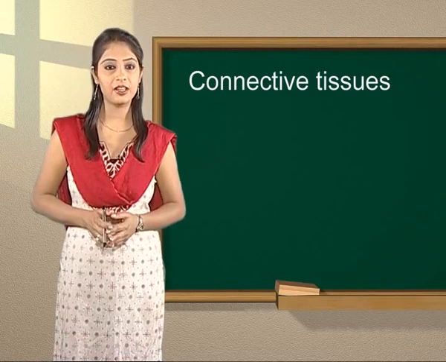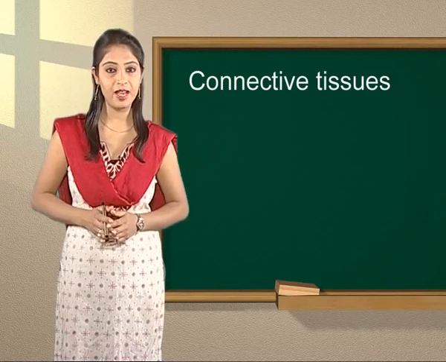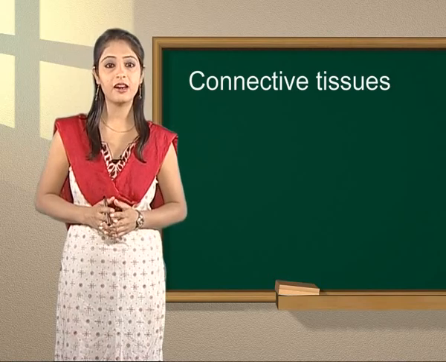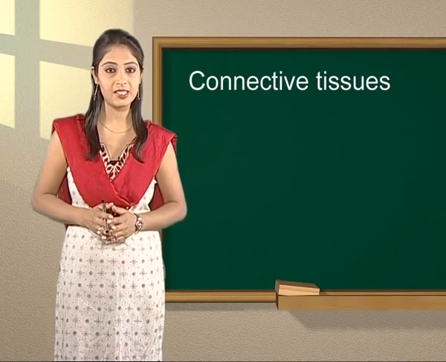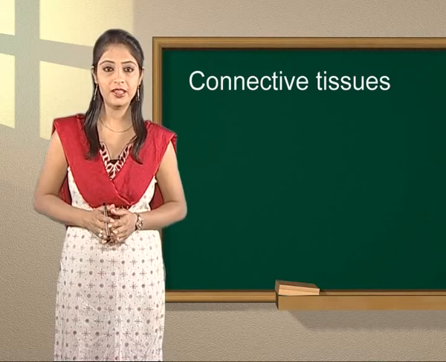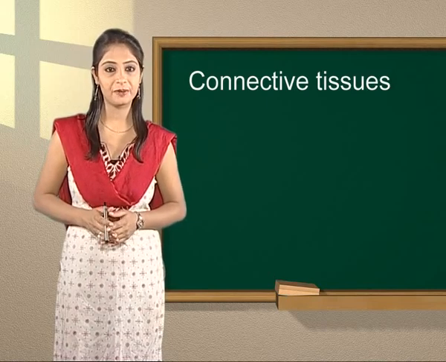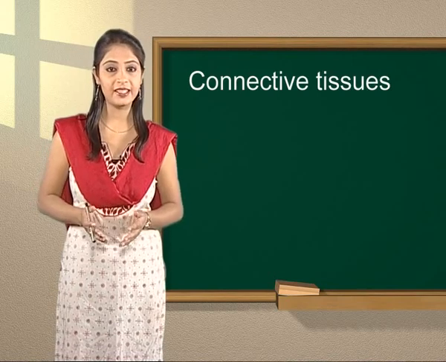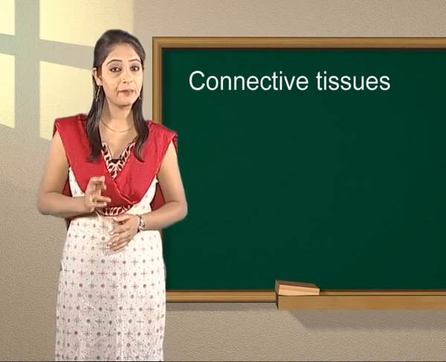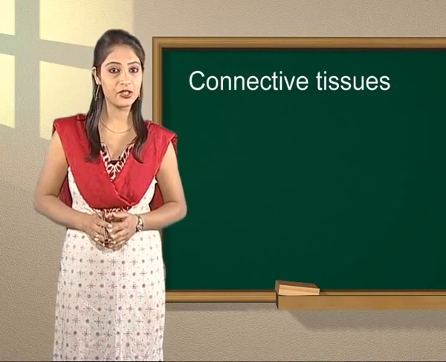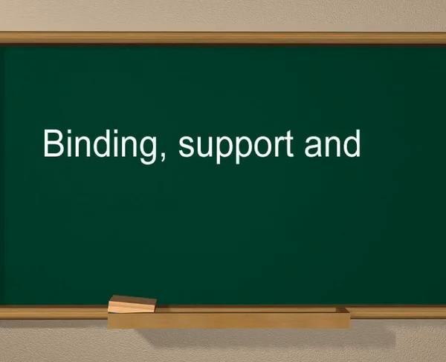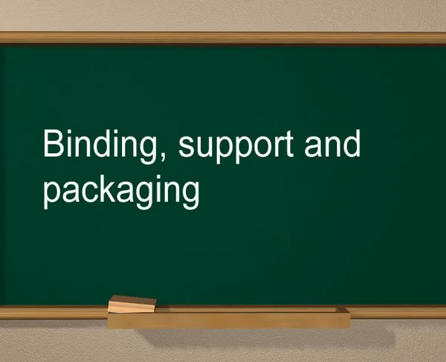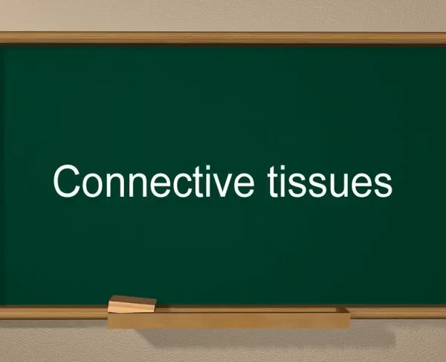This extracellular matrix is a web of fibers that is woven in a homogeneous ground substance that can be liquid, solid, or jelly-like. The matrix of the cells is usually secreted by the connective tissue. The main function of connective tissue is binding, support, and packaging. Many tissues are supported, surrounded, and held in place by connective tissues.